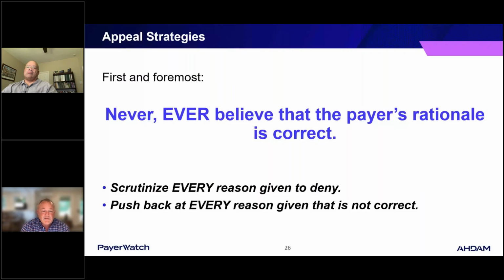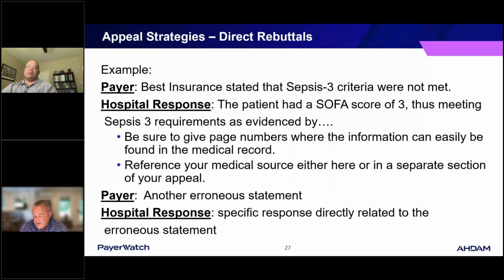Direct rebuttals. I think this is self-explanatory. Acme Insurance Company says that sepsis 3 criteria were not met. Simple, by going through the chart and looking at the SOFA score, hopefully it's been explicitly documented, but we can often pull this information together out of labs, subspecialty notes, and recreate a SOFA score. We can prove that they were actually met. So if it says something did not happen and you can pull the evidence together to show that it did, should be a slam dunk.